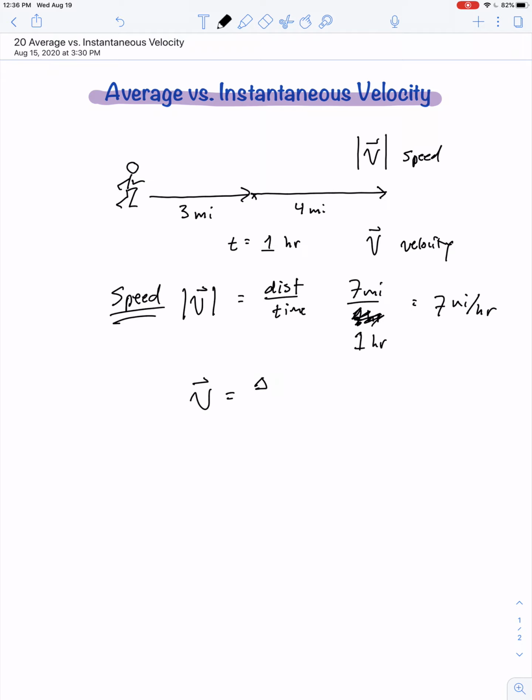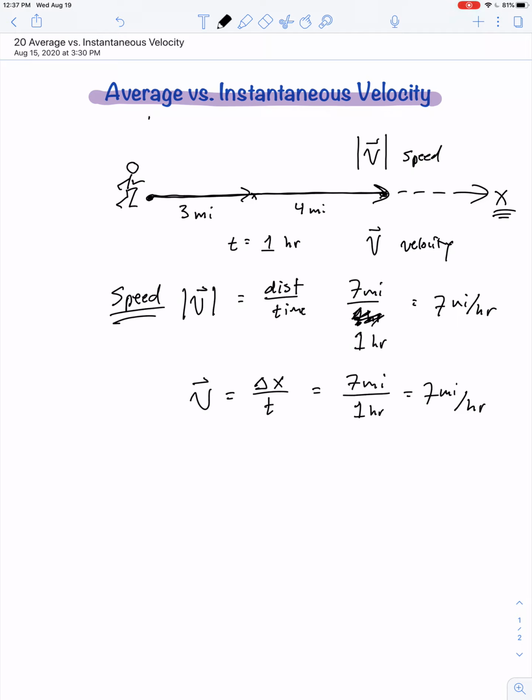The velocity is the displacement divided by time. But you see, when we constrict our motion to one dimension, to a straight line, to just movement along the x-axis, then the distance and the displacement are both going to be the same thing. So we get 7 miles in 1 hour, and we get 7 miles per hour. Now, I need to state a direction in this case.